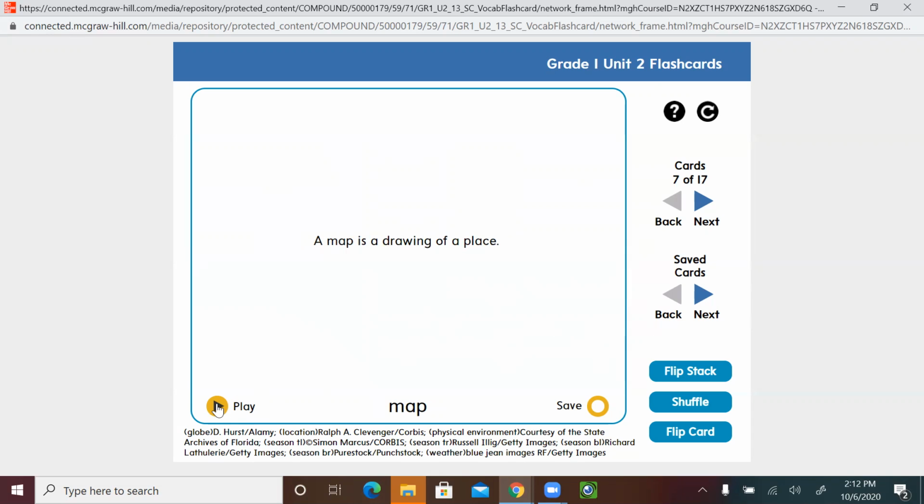And last word for this lesson. A map is a drawing of a place. One more time. A map is a drawing of a place.